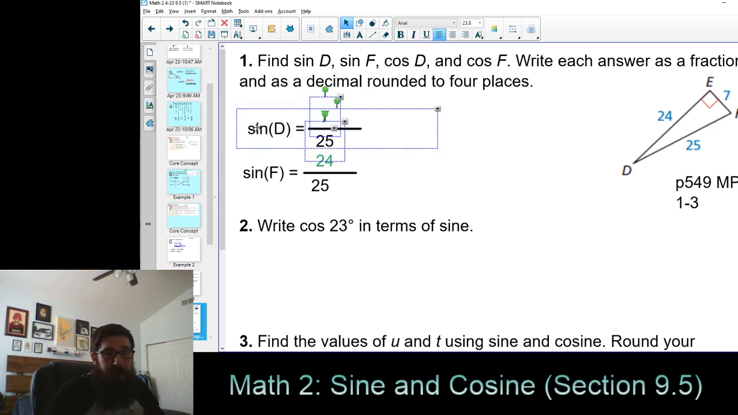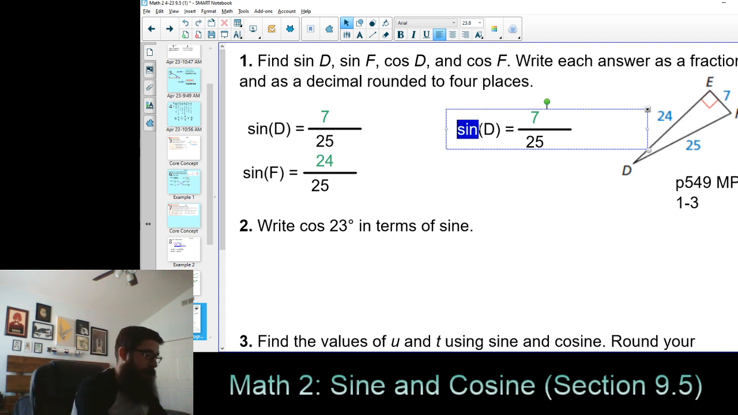Let's find cosine of D. Sounds like my little dog is making some noise, chewing on a bone in the background.